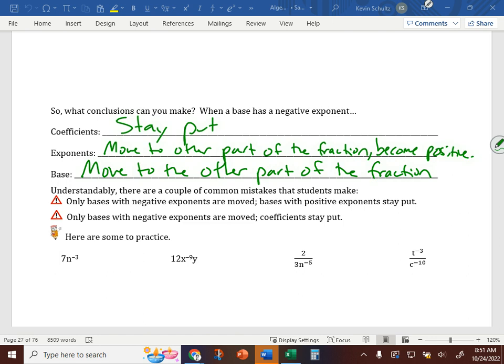The base follows that exponent wherever it goes, but the base stays the same. The base does not become negative, doesn't change, it just moves. And that's, I think, where we stopped. Yes? Okay. Questions on this? Again, longer explanation in the video from last week, but this gets you all the information that you need.